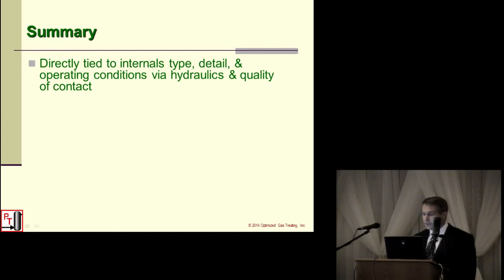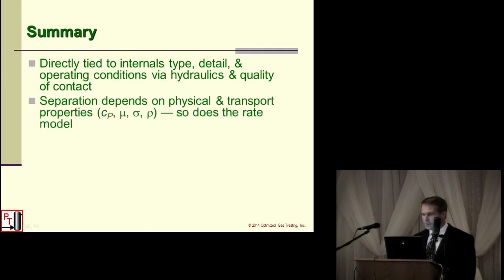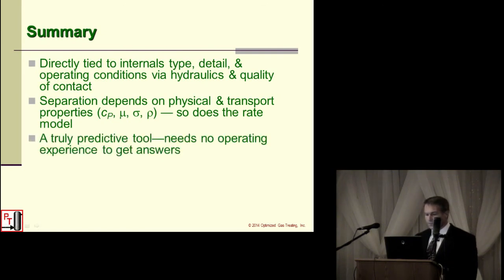directly related to the column internals, not just the type of the internals, but to the mechanical features, weir height, number of passes, tray types, packing types, size, brand, material. Relates to the real hardware with absolutely no translation from theoretical stages to packing volume. Again, our separation depends on the fundamental physical and transport properties, and so does the rate model. So really, no need for prior operating experience to get answers.